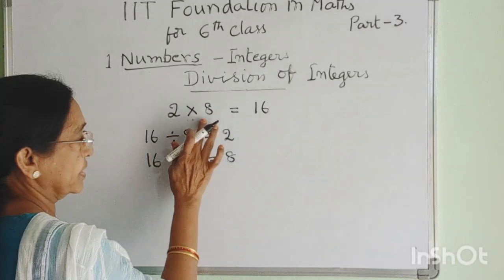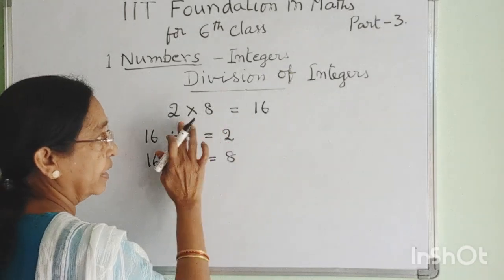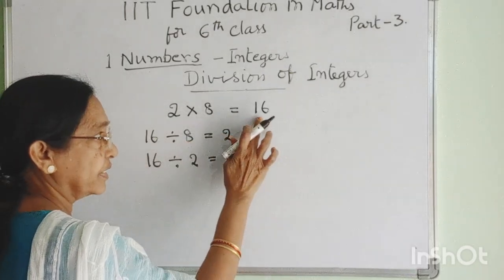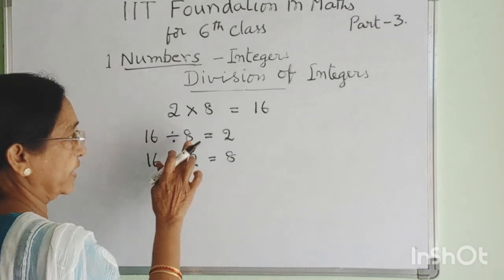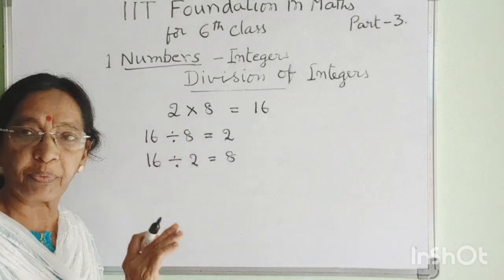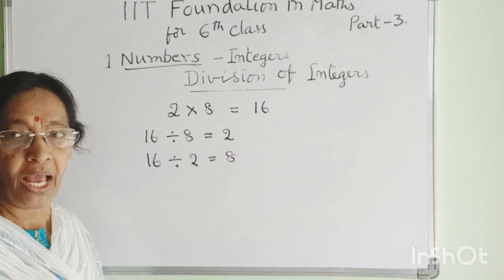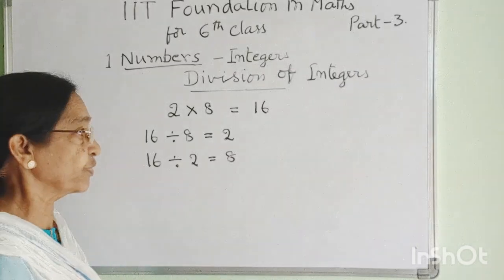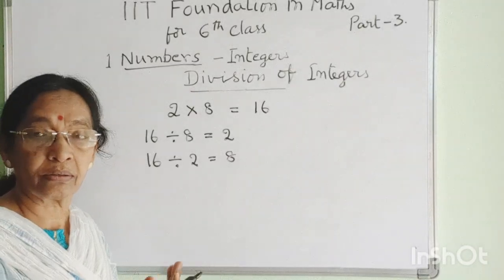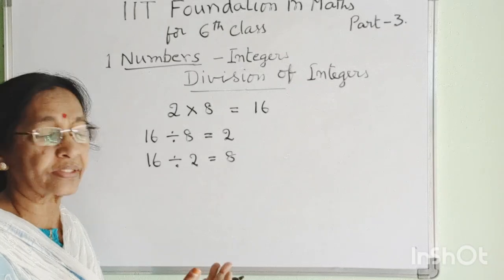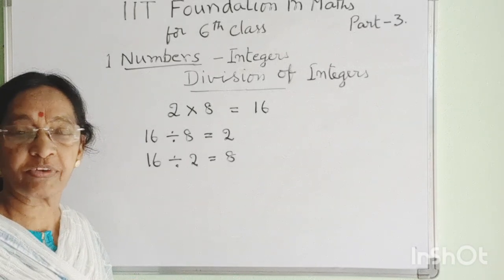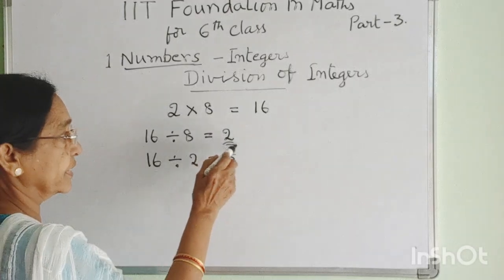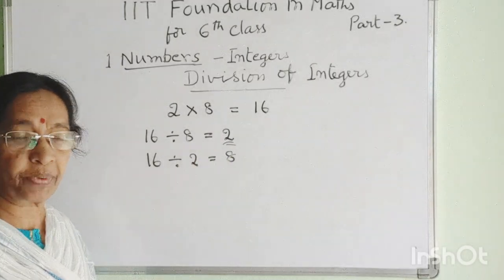So, when two integers are multiplied, the product of two integers is another integer. And when a positive integer is divided by another positive integer, the quotient or the result is a positive number. It may not always be an integer. Here it is an integer, but it may not always be an integer.